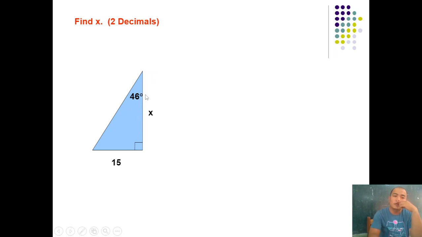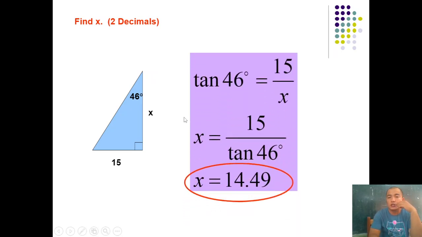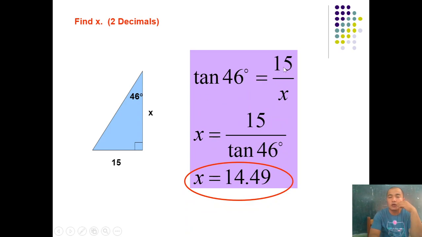Another, 46 degrees, the reference angle, opposite side is 15, adjacent side is x. So we're going to use the tangent function. Tangent 46 degrees is opposite over adjacent side. So 15 over x. X is 15 divided by tangent 46 in your calculator, 14.49.